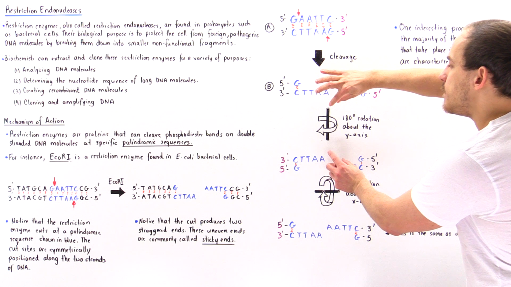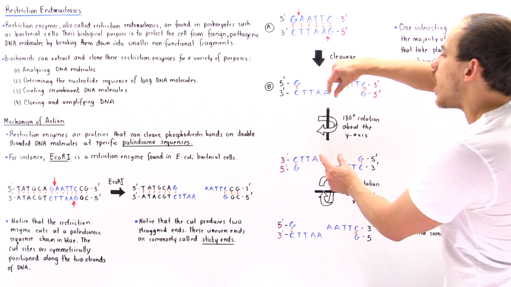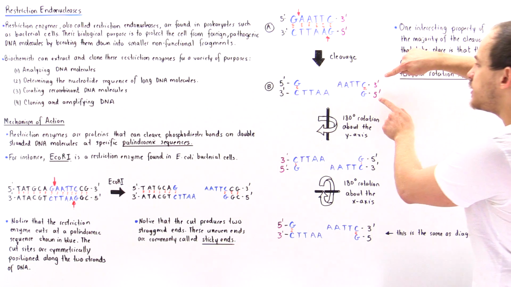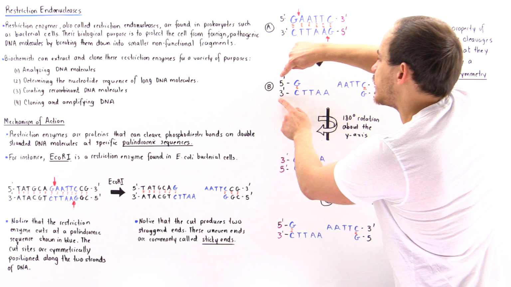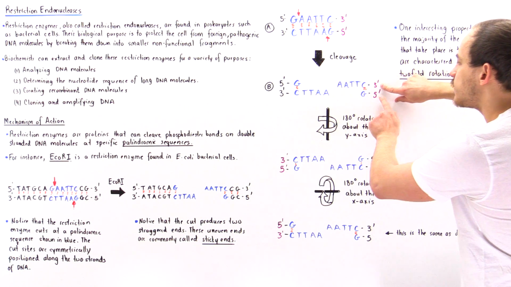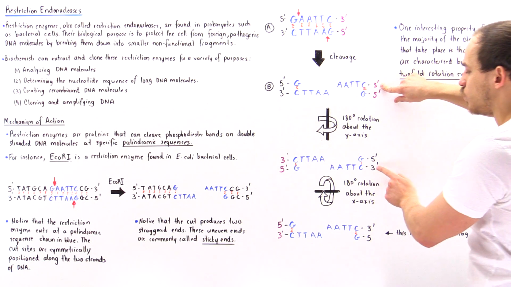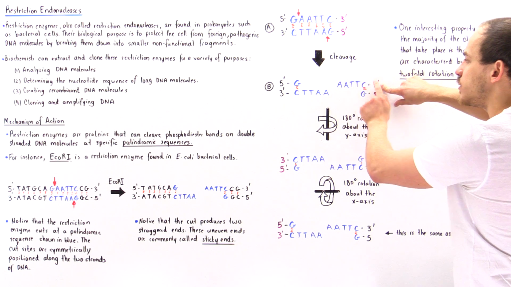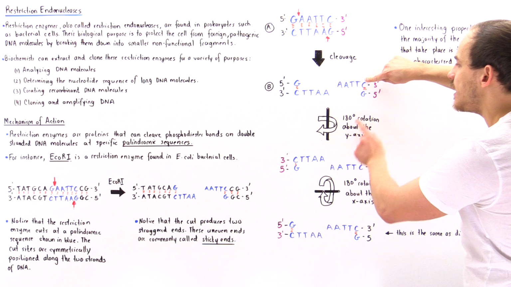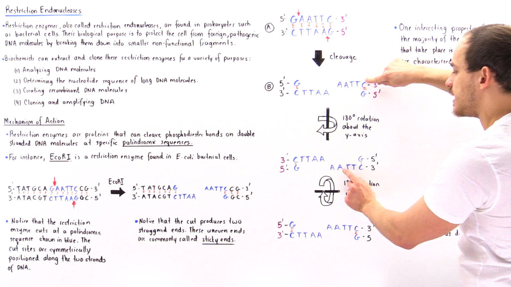So if we make the first rotation by 180 degrees along the y-axis, so we basically flip it this way, these two will end up on this side and these two will end up on this side. So the 3 will end up here, the 5 will end up here, the black 5 will end up here, the black 3 will end up here. And so will these corresponding sequences. So here we have CTTAA, here we have G, here we have G, and here we have CTTAA.